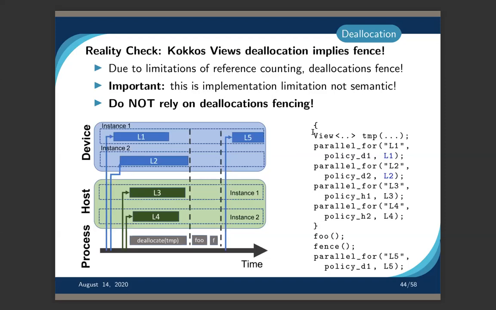We instead just fence on deallocation to make sure that everything which is still outstanding and potentially using this allocation gets its work done before we yank it out from underneath. It's just something to be aware of, but again, do not rely on that behavior. Maybe at some point we find a really fast way of doing it and we're going to change that.